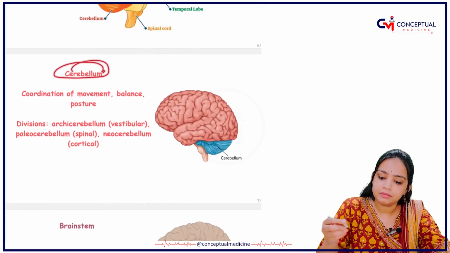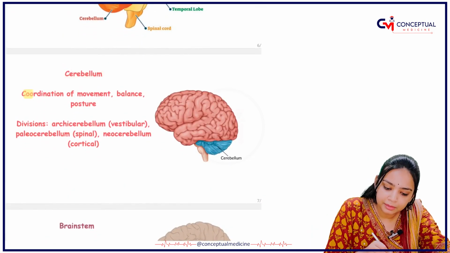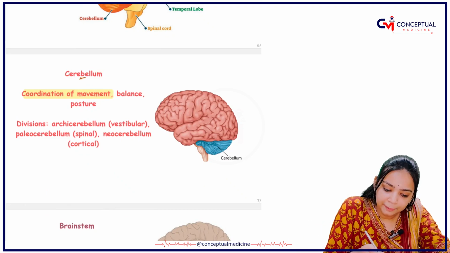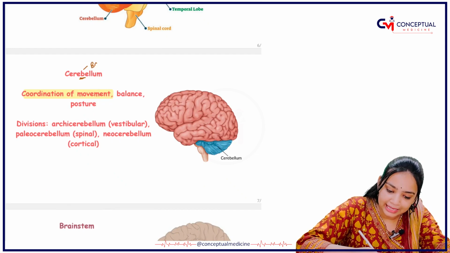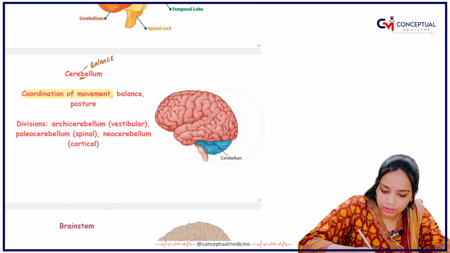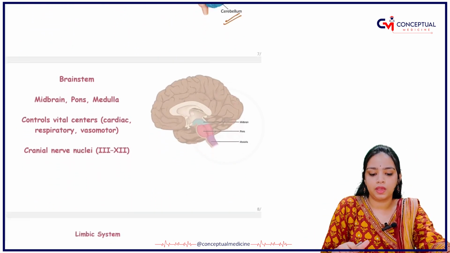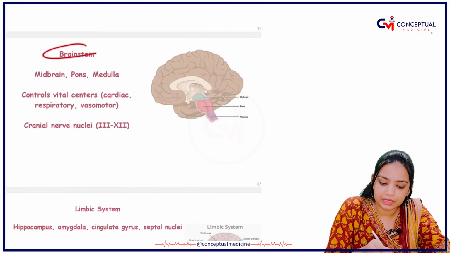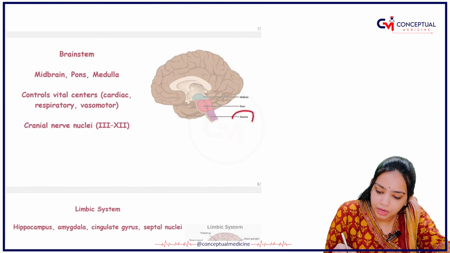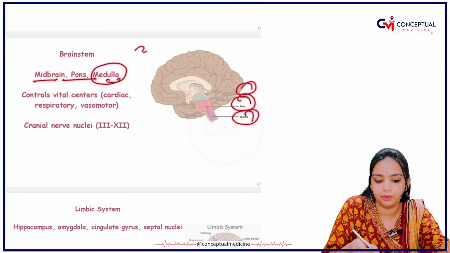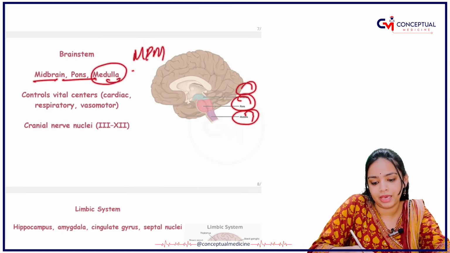Let's see cerebellum. Cerebellum is for the coordination, movement, and balance. See, cerebellum, B means balance. It is responsible for the balance, right? So this is where the cerebellum is located. Then you have the brainstem. In the brainstem, you are having the medulla, pons, and midbrain. Midbrain, pons, medulla. You are having MPM.